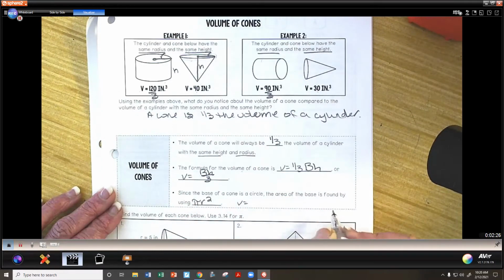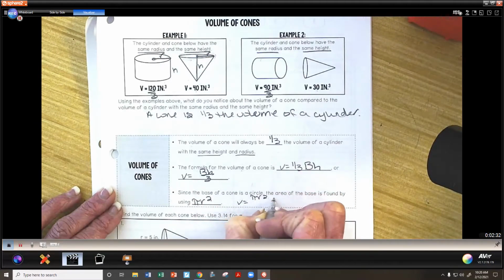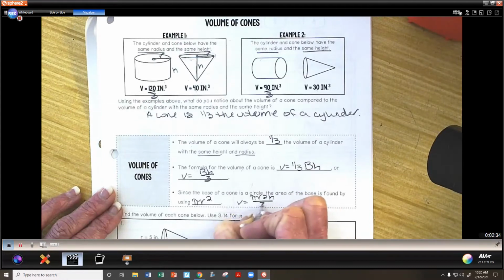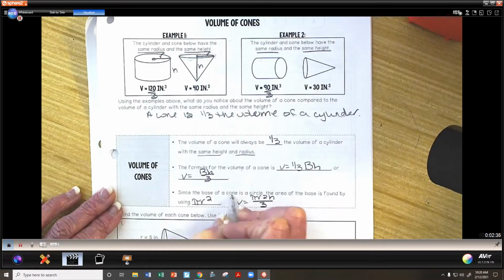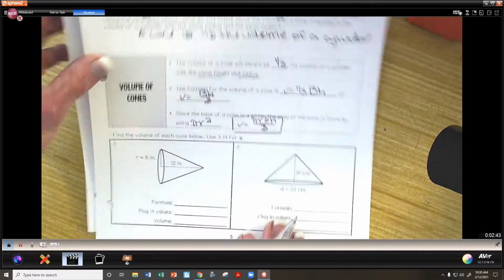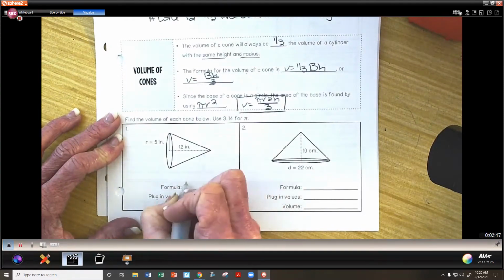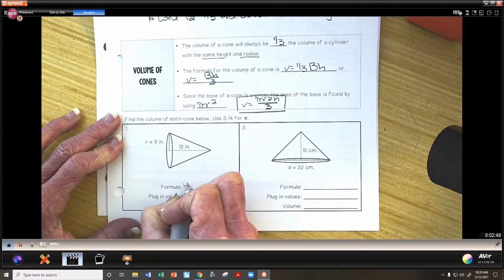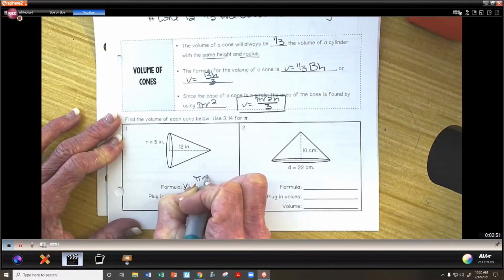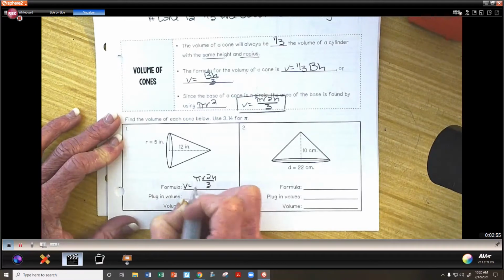So now let's put the formula together. This right here is capital B. Okay, so that's pi r squared H all divided by 3. So that's our actual formula. That's the one we're going to use. Okay, so let's do these examples down here. So our formula is volume equals pi r squared H divided by 3. We're going to plug in our numbers.